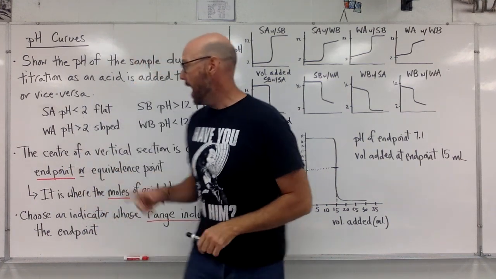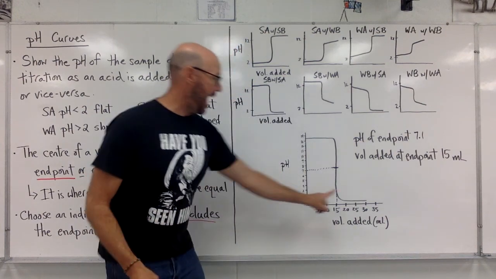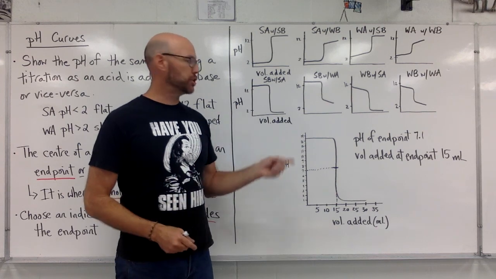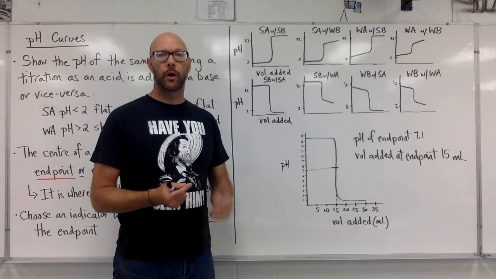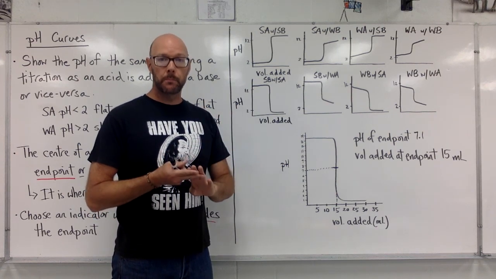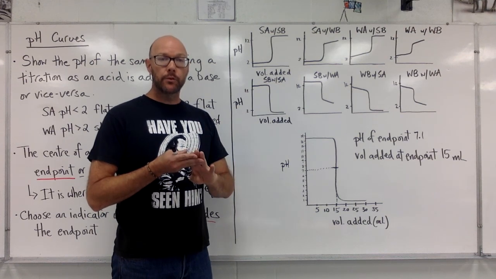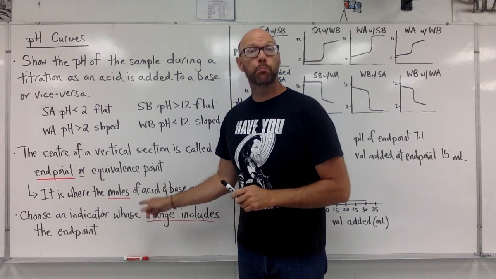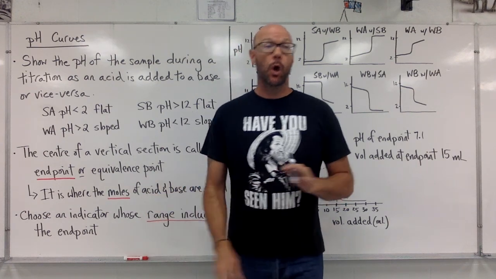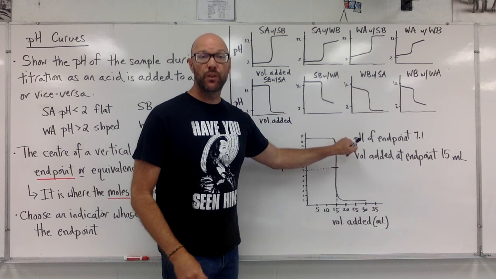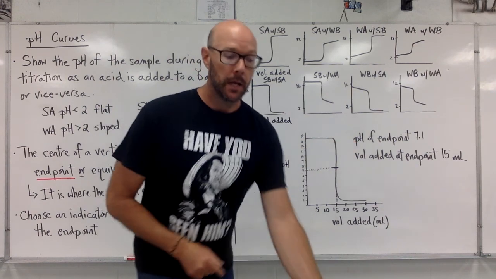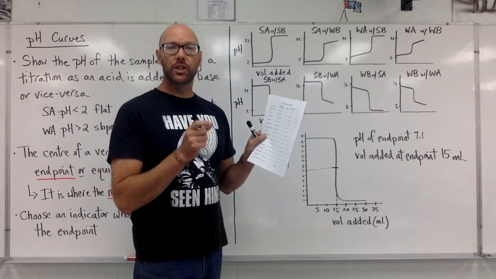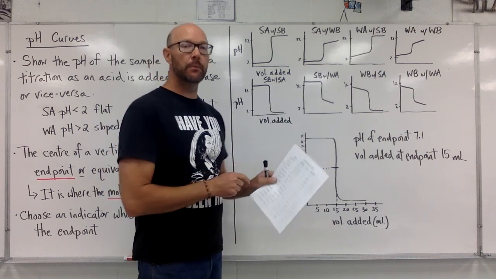Sometimes when people see endpoint, they go to the end of the graph. Don't do that. Find the center of the vertical section and interpret the graph from there. What's the scenario? What was the pH of the endpoint? How much titrant was added to reach the endpoint? And finally, what would be an appropriate indicator to use? We decided already that the pH of the endpoint was 7.1. So we want to go to the data booklet and find an indicator whose range includes 7.1.